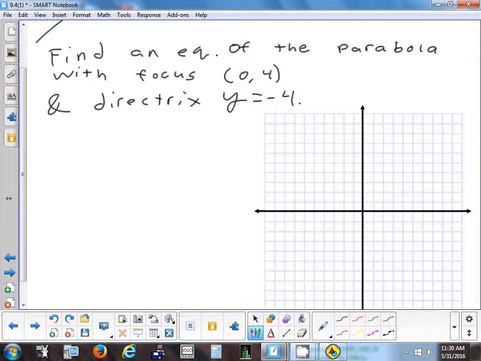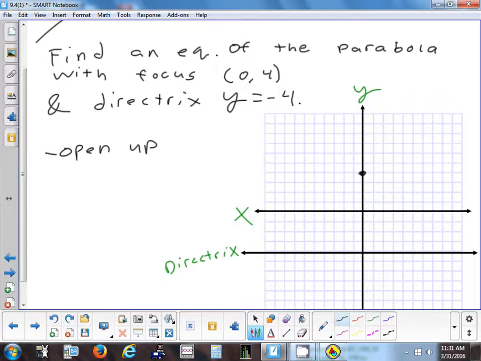Okay, so where's my focus? 0, 4. Where's my directrix? Y equals negative 4. Okay, I'll label it so we don't get confused. That's the axis. That's the directrix. So if my parabola is going to wrap around the focus and bend away from the directrix, it has to open which way? It's got to open up.